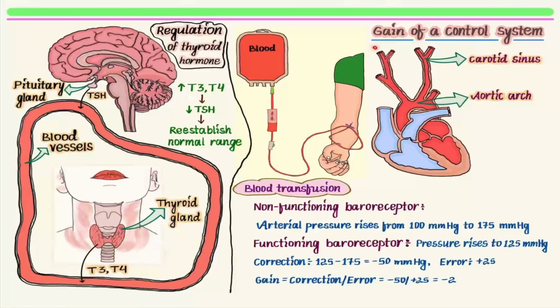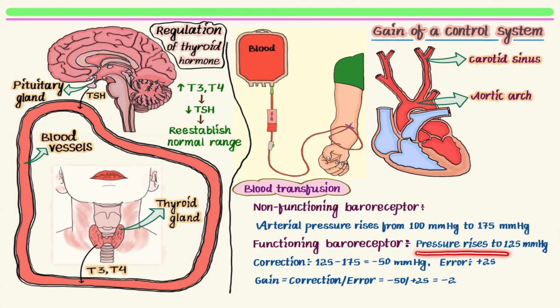Let me explain the gain of a control system. So we may get the answer at the end. Here in this picture, a large volume of blood is transfused into a person whose baroreceptor control system is not functioning. The arterial pressure rises from 100 mmHg to 175 mmHg. Then the same volume of blood is transfused into the same person when the baroreceptor system is functioning. The arterial pressure rises to 125 mmHg from 100 mmHg.